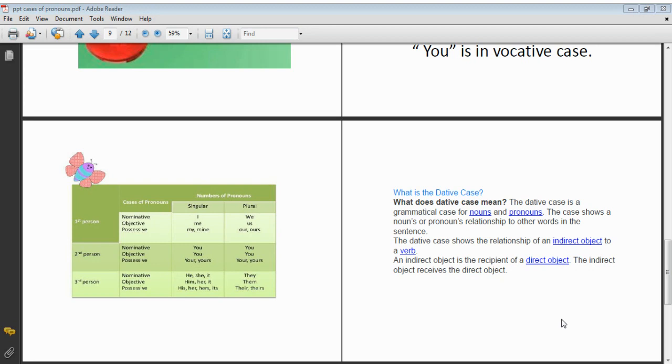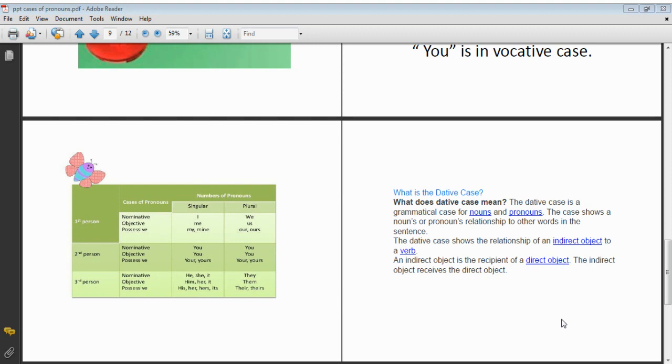Fine. If you understand this chart, it is going to be helpful for you in your direct and indirect speech, and in so many other ways you can use them without any mistake or hesitation. So the last case, which is important over here, is the dative case. So what is a dative case? This is something new for you.